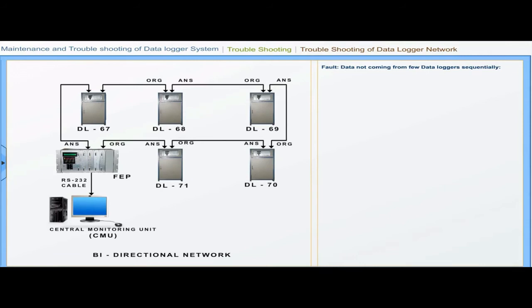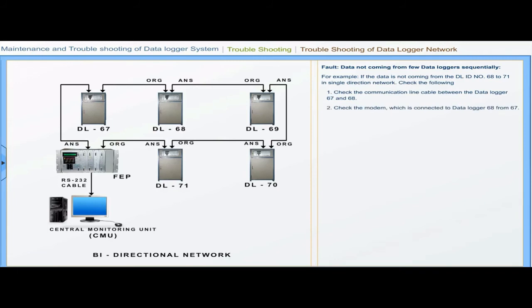Fault: data not coming from a few data loggers sequentially. For example, if data is not coming from DLID number 68 to 71 in a single direction network, check the following. Check the communication line cable between data logger 67 and 68. Check the modem which is connected to data logger 68 from 67. In the same way, check the modem at 68 which is connected to 67 also. Check the data cable connectivity from modem to data logger in 67 and 68.